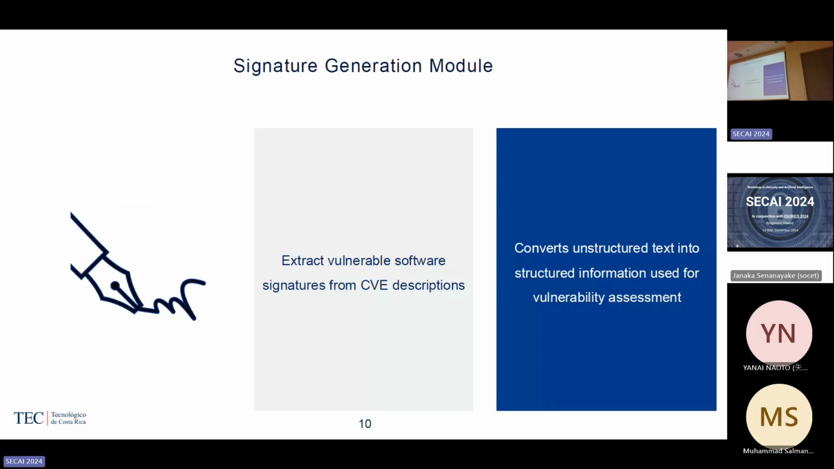Let's talk about the most important model of this stage, that is the signature generation model. Basically, this model is going to extract those signatures. That means it's going through the description, finding what is the string and what is the version that is vulnerable to that server name. But when we go back and remember the description, there are certain cases in which it says something like "all versions lower than", right?